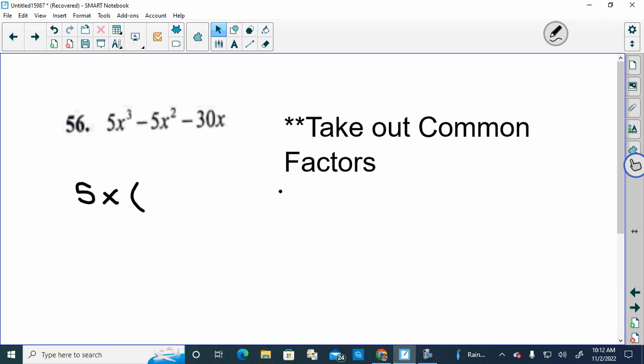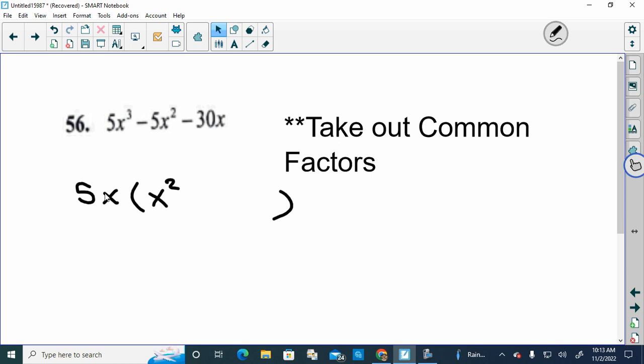Now we're gonna write what's left to see if we can factor it further. Okay, so 5, we took out a 5, so it's dividing. So 5 divided by 5 would be 1. You can write the 1 if you want to, you don't have to, because there's still a variable there, and we know when variables are by themselves, there's 1 in front. Okay. Variables now with the exponents we subtract. So I started with 3 and I took 1 out, so there's still 2 left.